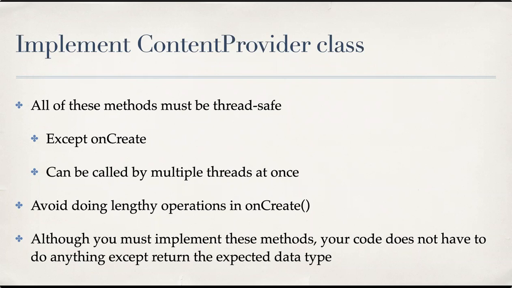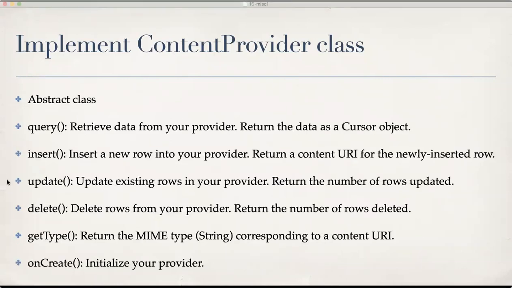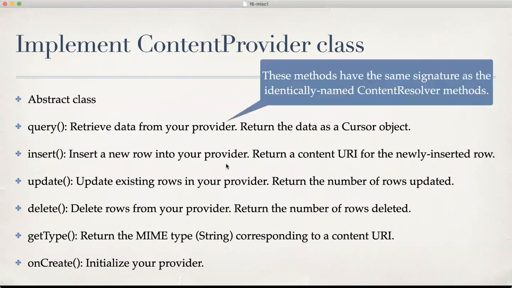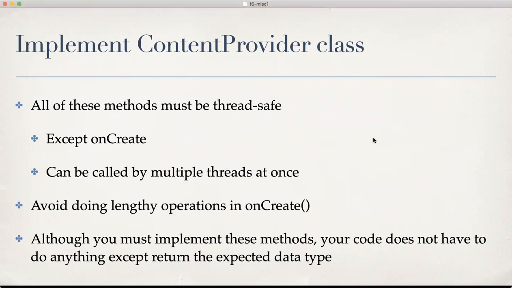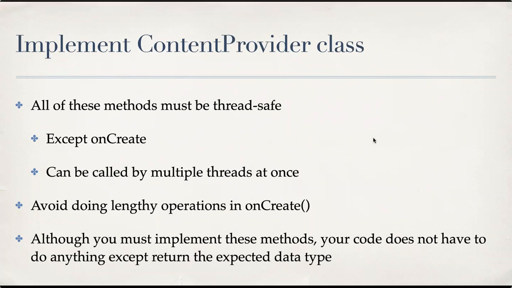The third point is, although you must implement these methods, the code does not have to do anything except return the expected data type. For example, you have to implement insert, delete, etc., but you may not want other apps to insert or delete stuff in your database. In that case, just have an empty method that returns the appropriate data type, 0 for the number of rows deleted, for example, and that's it. You don't have to do anything else. These can be stub methods, dummy methods for that purpose.